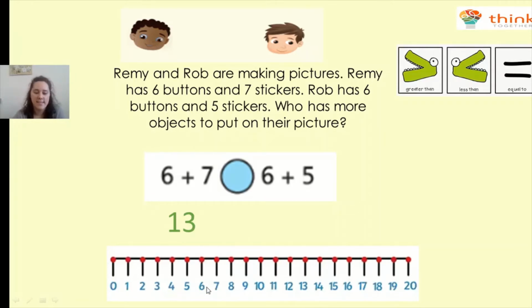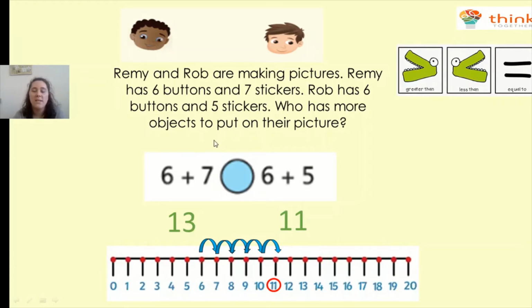Right, there's 6. I remember it from our last question. Do you think you can help me with my 5 jumps forward? Count with me. 1, 2, 3, 4, 5. 5 jumps. What number has it landed on? Incredible. It's landed on number 11. So the answer to 6 plus 5 is 11.